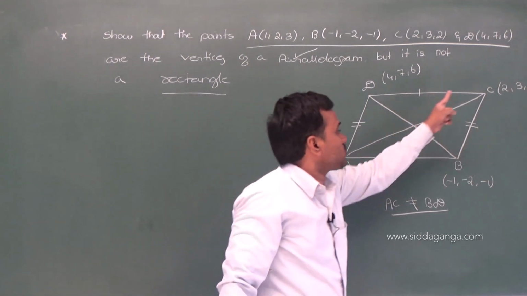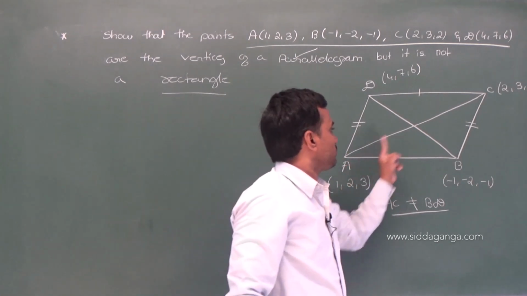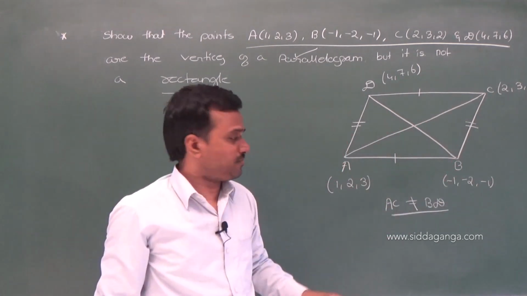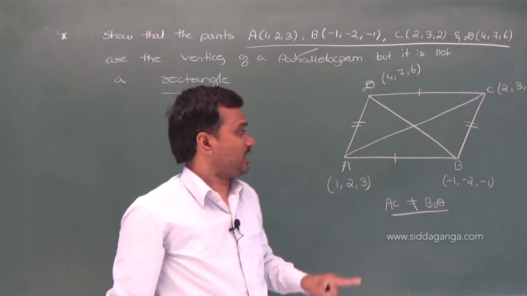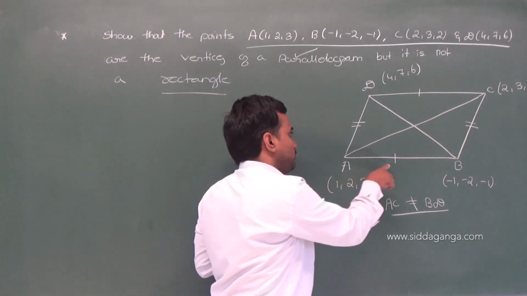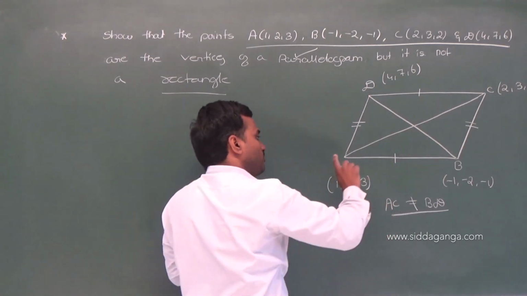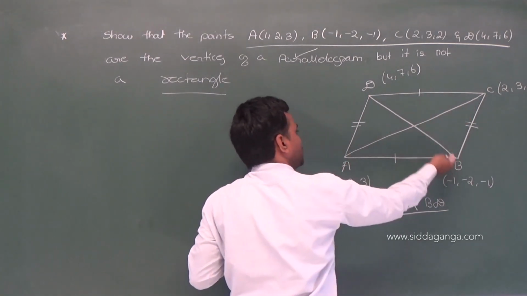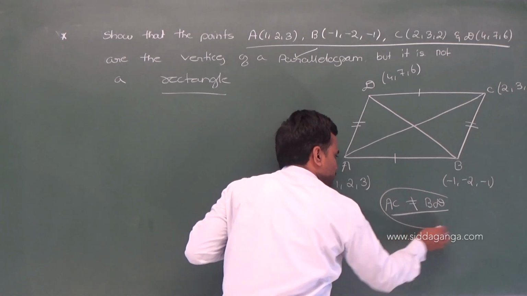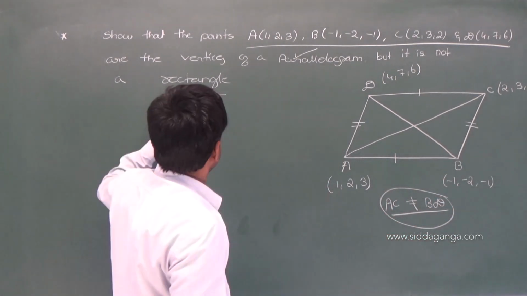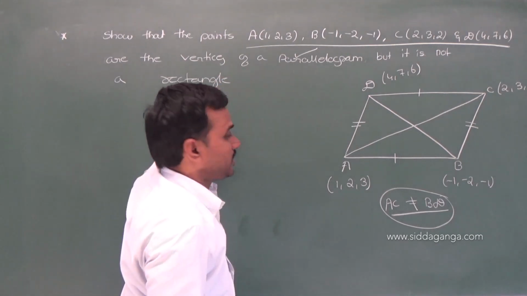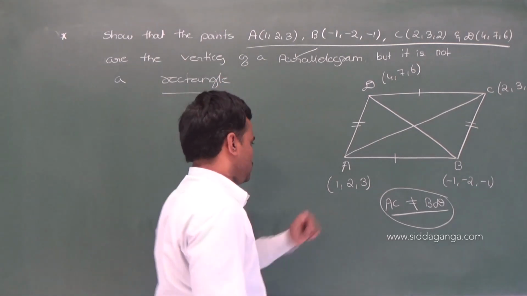If the diagonals are equal, meaning the distance AC is equal to the distance BD, if it is the same value, then ABCD is a rectangle. Firstly, we prove opposite sides are equal. Then we find the diagonals AC as well as BD. If AC is not equal to BD, then we say that ABCD is a parallelogram, but it is not a rectangle.